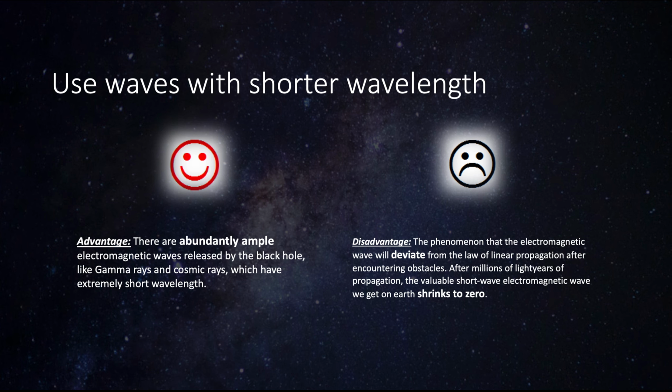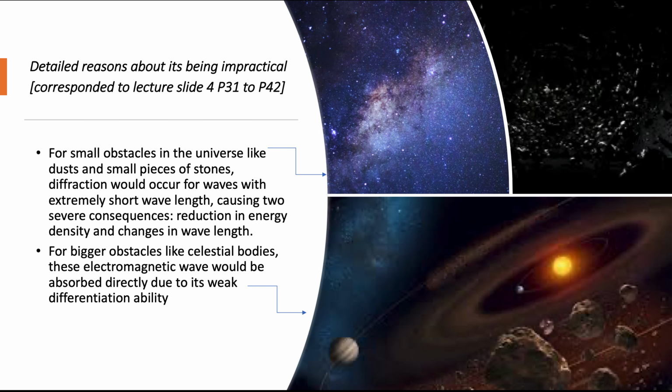But there are disadvantages. However, electromagnetic waves will deviate from the law of linear propagation after encountering obstacles. After millions of light years of propagation, the valuable short-wave electromagnetic waves we get on Earth shrink to zero. Let me give you a detailed explanation.